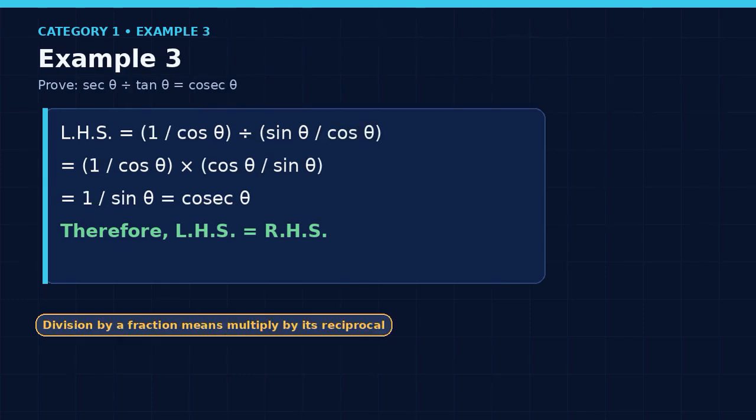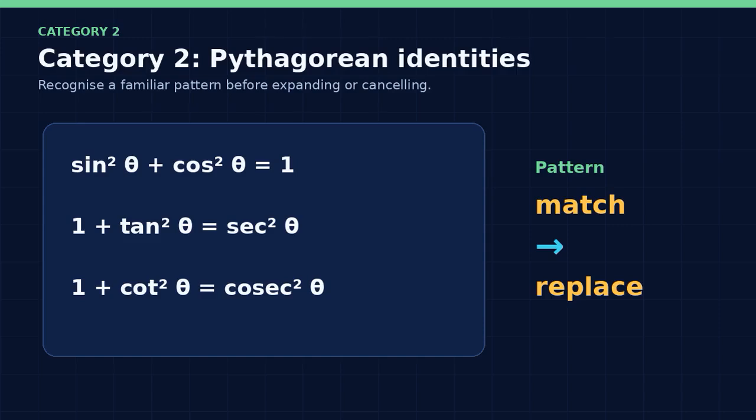Example 3. Prove that secant theta divided by tangent theta equals cosecant theta. Replace secant theta by 1 over cosine theta and tangent theta by sine theta over cosine theta. Dividing by sine theta over cosine theta means multiplying by cosine theta over sine theta. The cosine factors cancel, leaving 1 over sine theta, which is cosecant theta. The identity is proved. Category 2 uses the Pythagorean identities.